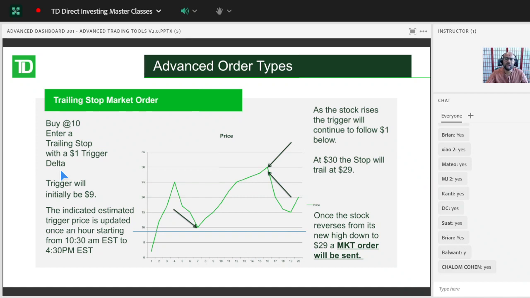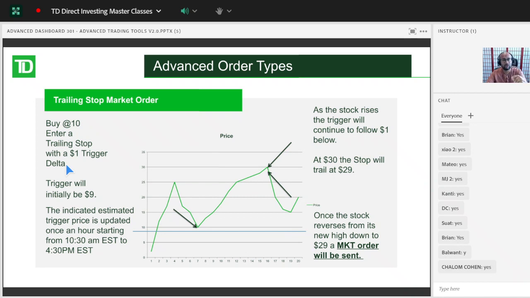Okay, so $1 trigger delta. And delta, for anyone who's not too familiar, is generally a physics term, but it just tells you what difference you want from the current price to get out of the stock. So if I say that I'm putting a $1 trigger delta, it means I'm willing to take a $1 loss based on the price that I got into the stock at. So that means 10 minus 1 equals 9. Okay, so 9 is my trigger price at this moment in time.